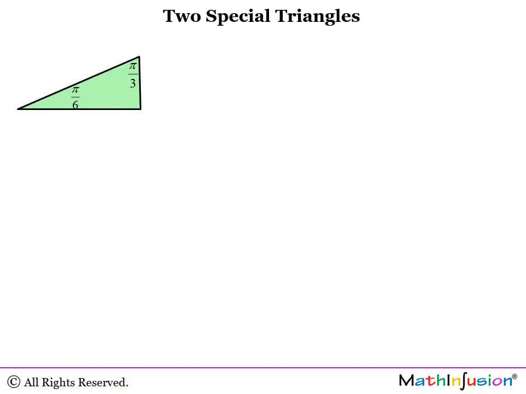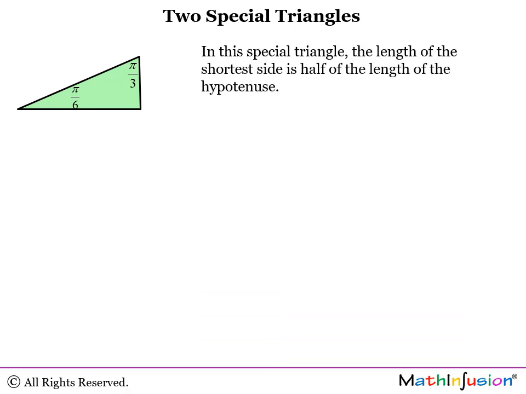Here is the other special triangle. This is a right triangle that the other two angles are pi over 6 and pi over 3. The situation now here is that the smallest side is exactly half of the longest one. And because the longest side we take to be 1, this one has to be 1 over 2.